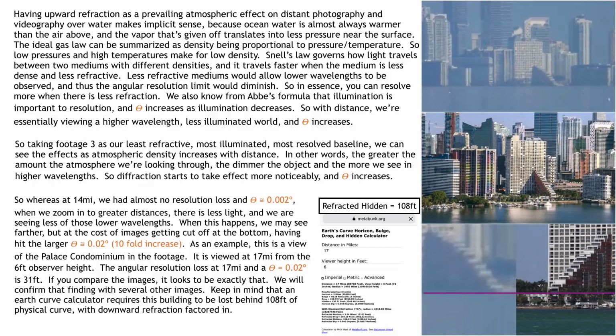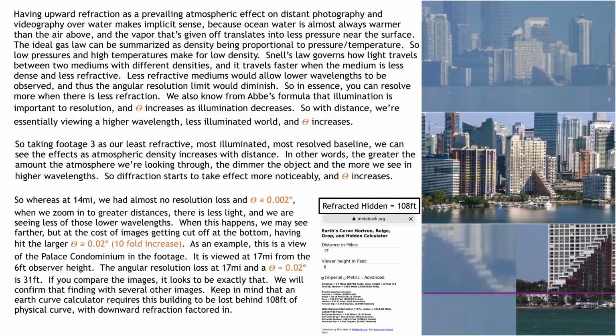So we also know from Abbe's formula that illumination is important to resolution, like we've talked about in part 1, and theta increases as illumination decreases. So with distance, we're essentially viewing higher wavelengths and in a less illuminated world. So taking footage 3 as our least refractive, most illuminated, most resolved baseline, we can see the effects of atmospheric density increasing with distance. In other words, the greater the amount of atmosphere we're looking through, the dimmer the object, and the more we see in the higher wavelengths, like we talked about.